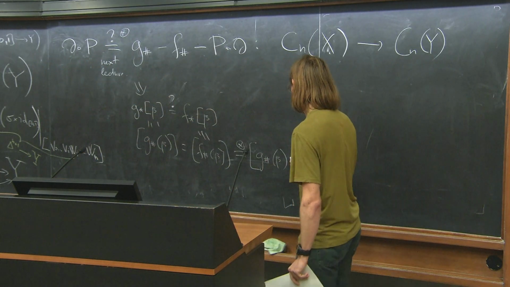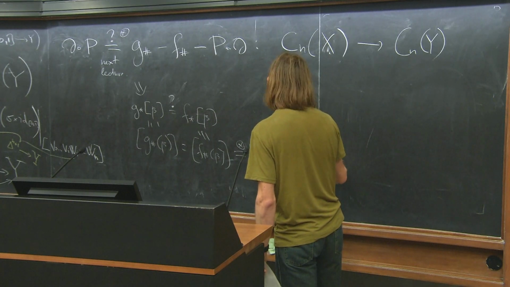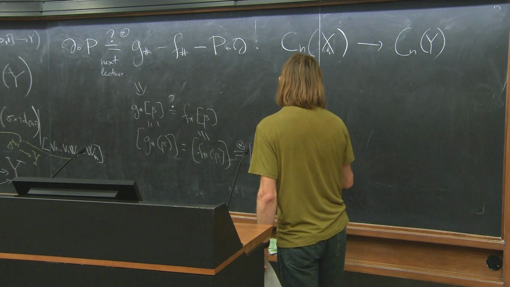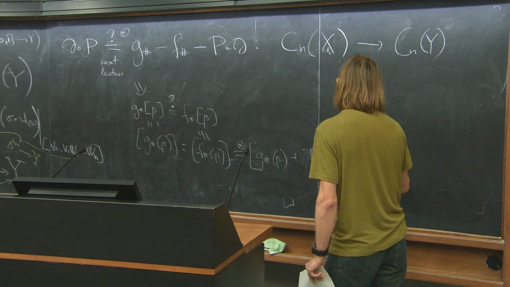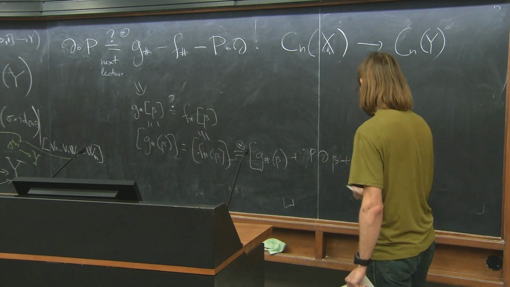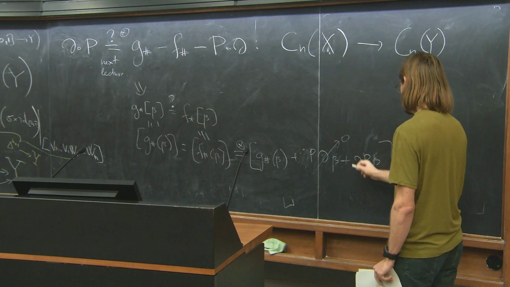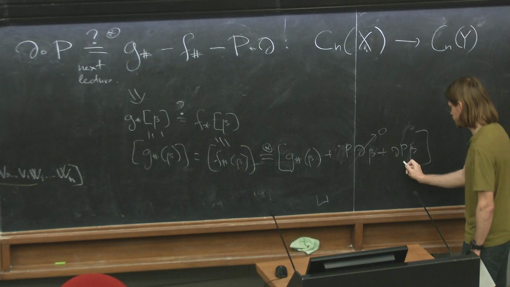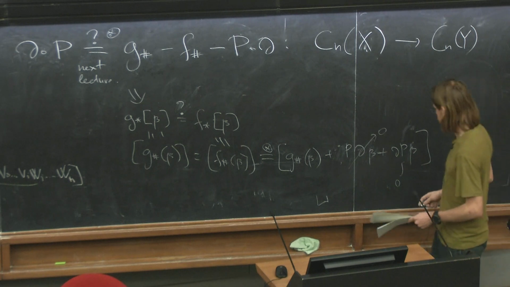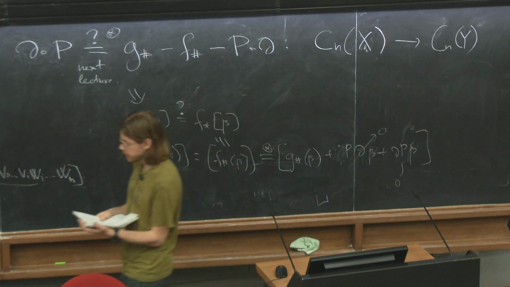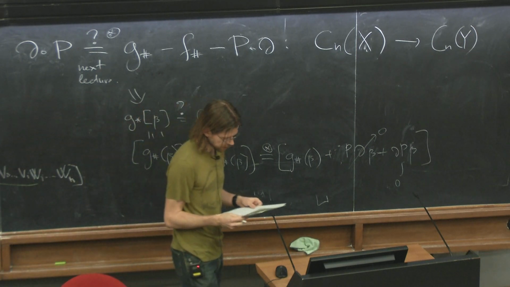Same as g sharp of beta plus P d of beta plus d P of beta. But beta is in the kernel of d, so this is 0. And this is in the image of d, so this is equivalent to 0 in homology. And that's how we'll get the desired result. But again, more details will be in the next lecture.